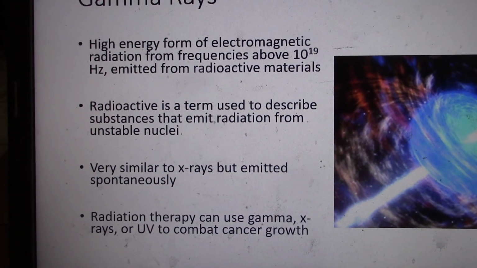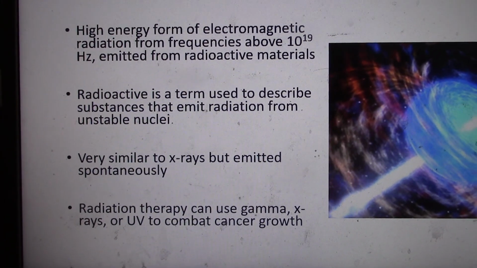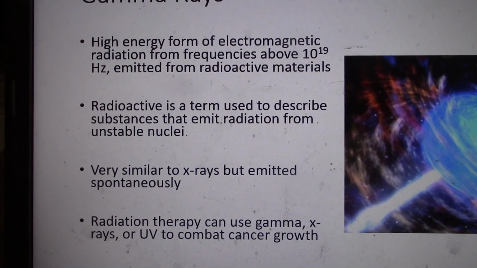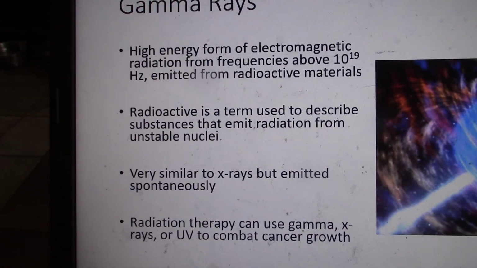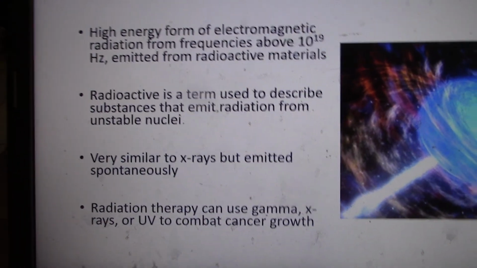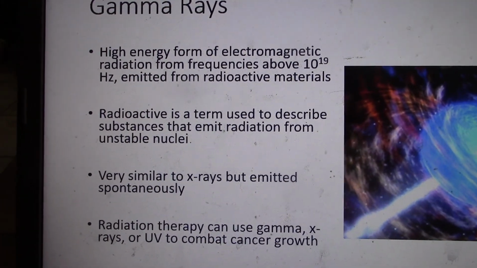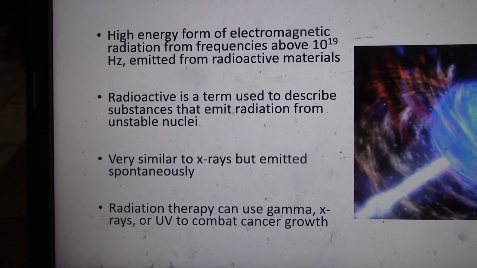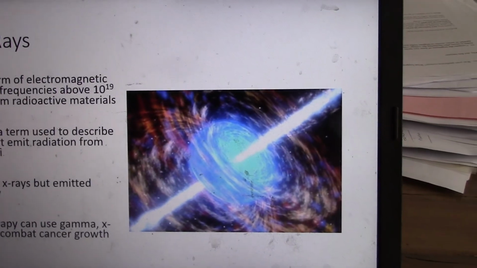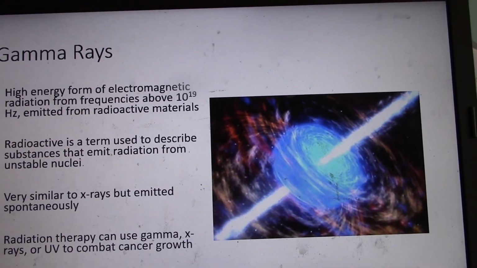Okay, so radioactive is a term used to describe substances that emit radiation from unstable nuclei, right? So if they are energized with a high amount of energy from a nuclear blast or something like that, that will destabilize the atoms, and then they'll release ions, and the ions will emit radiation. So these are emitted spontaneously. We use them in very, very short bursts. We can produce them in machines on Earth in very short bursts to combat cancer growth, but we have to use them very sparingly. Okay, but it's usually really energetic celestial objects that create gamma rays.